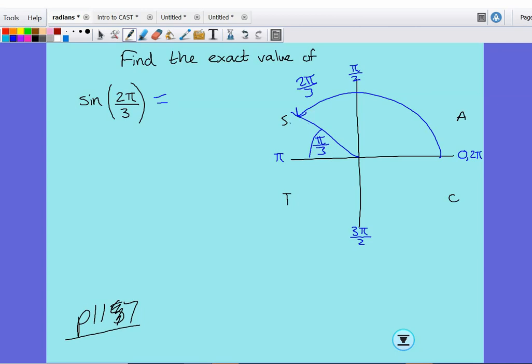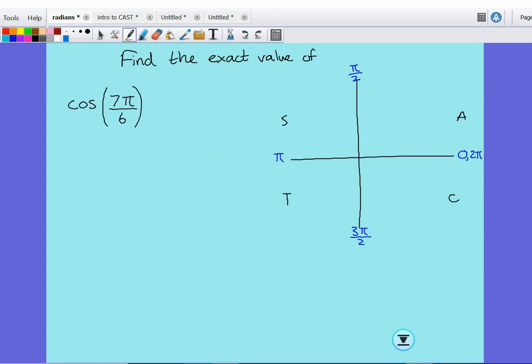What do we know about the sine values? They're positive, and it's equal to sine theta, and theta in this case is here. We're always interested in this acute angle. So if you were to type those into your calculator, you will see that they are the same. But the exact value of sine pi over 3 is root 3 over 2. Let's have a look at a few more.